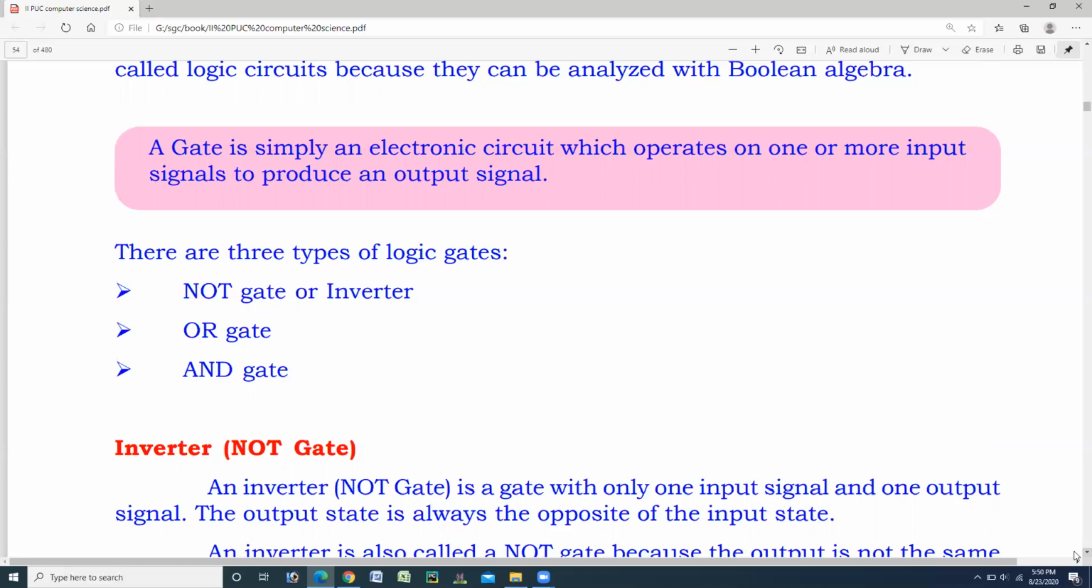That's why we are starting with the gates, which are of three types, basic logic gates, right? These three are nothing but basic logic gates. They are NOT gate, OR gate, and AND gate. NOT, OR, AND. These three are called basic logic gates. Now, we'll study one by one in detail, right?